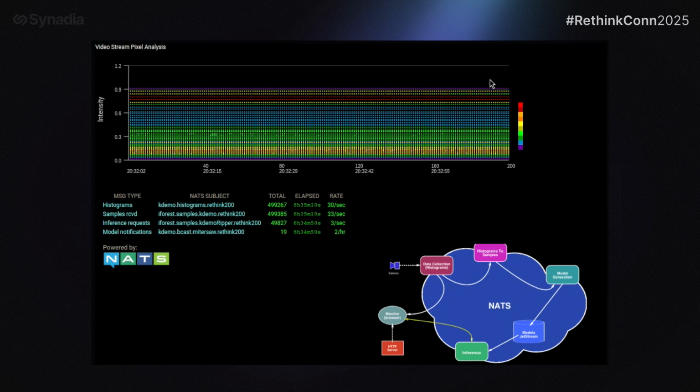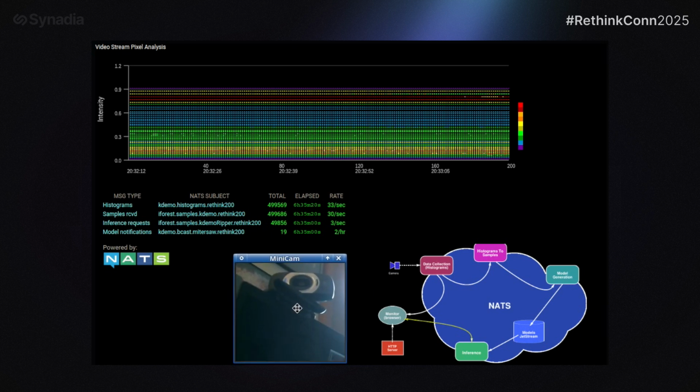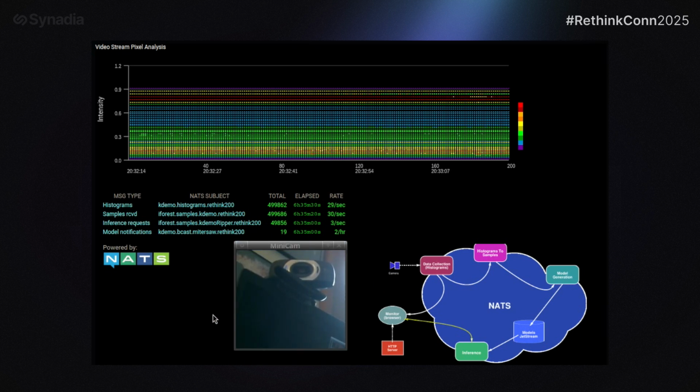There would be triangles at the top if we had any anomalies. So what we're going to do is introduce some anomalies. And to show you that I'm not cheating on this, I'm going to bring up a picture. This is a live picture of my camera that is generating the data.